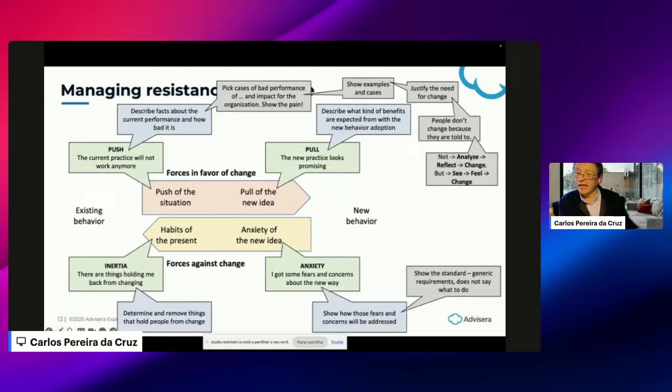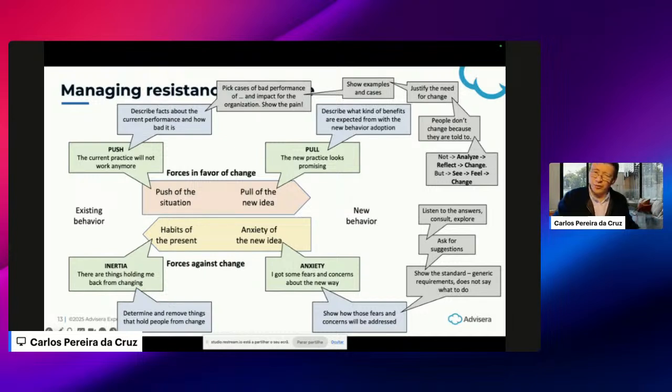I show the standard and say, okay, the standard doesn't say how to do it. It's a generic requirement. Can you help me? How can we close this gap? Ask for suggestions. Listen to answers, consult, explore.